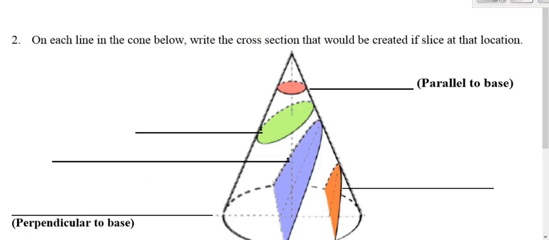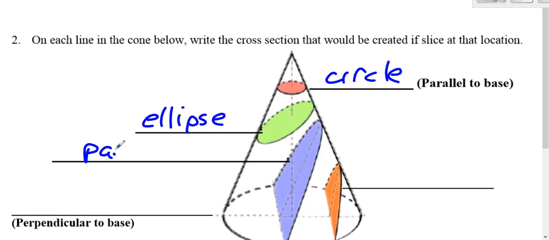So looking at all the cross sections of a cone, if you go parallel to the base, you get a circle. If you go diagonally through the sides, you get an ellipse. If you go through the side, down to the base, through the base, you get a parabola. Through the side, down to the base, that's also a parabola.